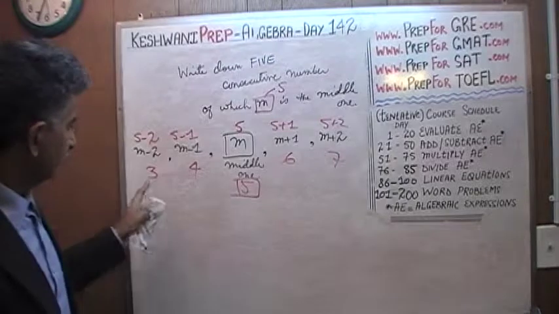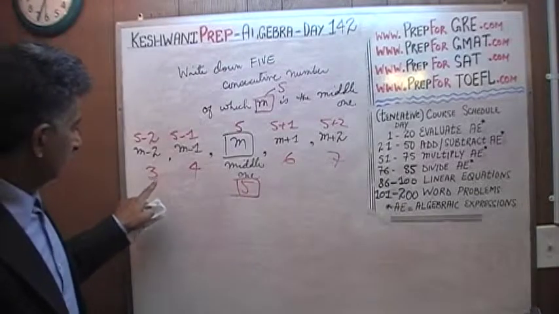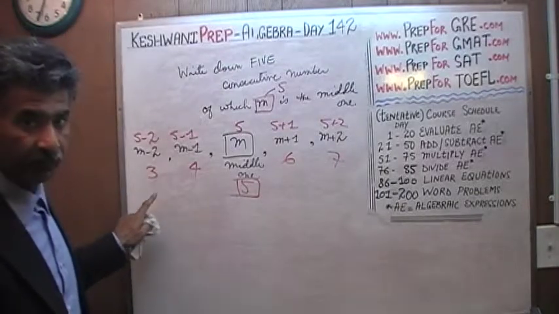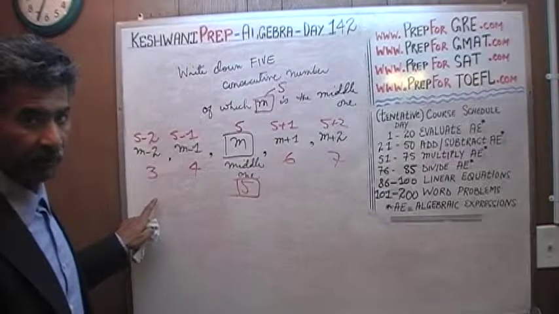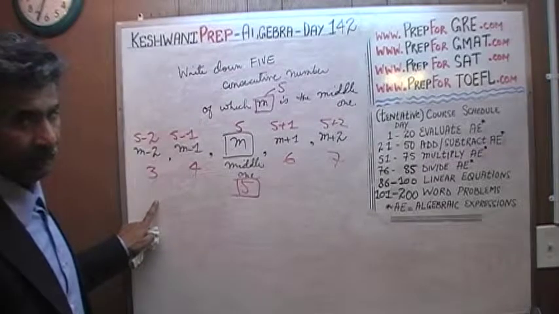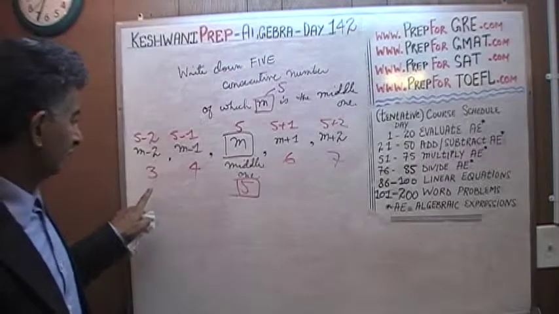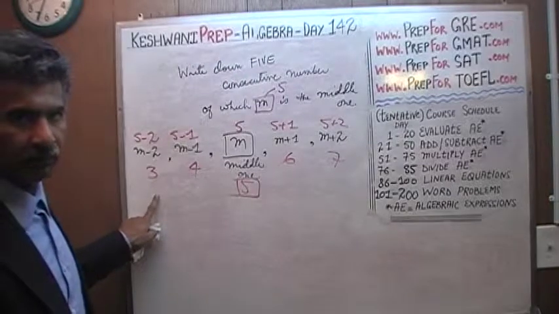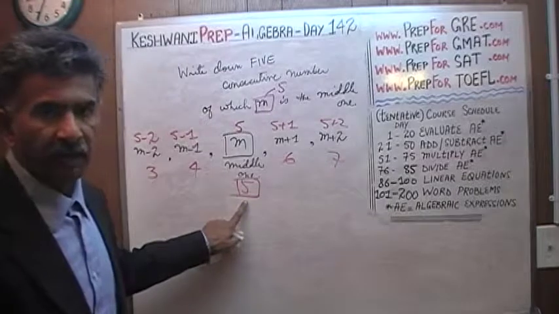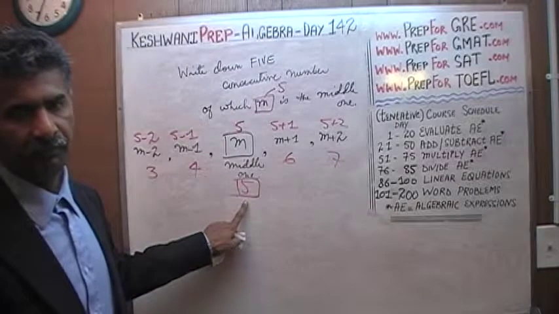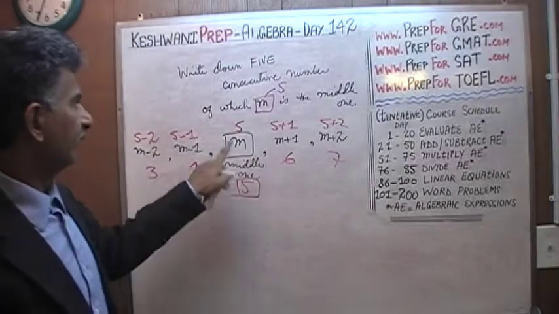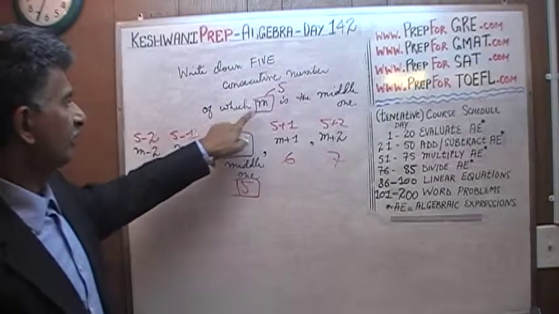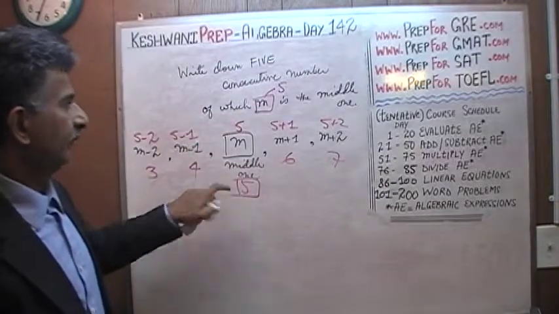So there you have it. You have 5 consecutive numbers: 3, 4, 5... Don't say 5 consecutive numbers beginning with 3. That's not how you say it in this context. In the context of this problem, we will say that we have 5 consecutive numbers where 5 is the middle one. Number 5 happens to be the middle number, because that's what we are told. 5 consecutive numbers of which m is the middle one.